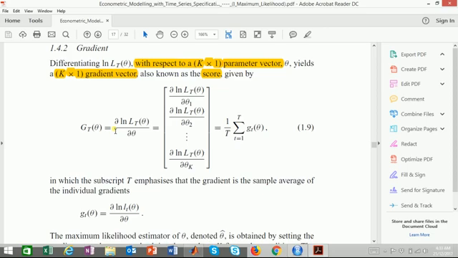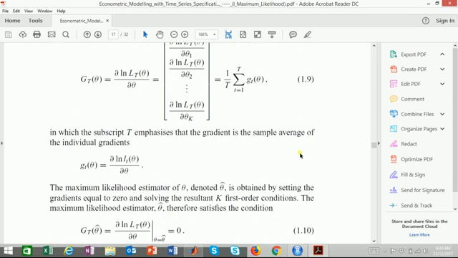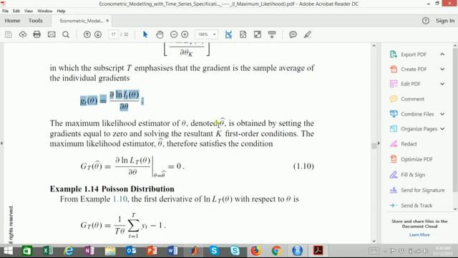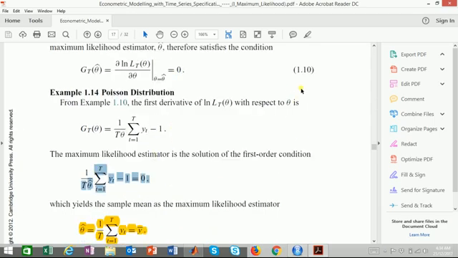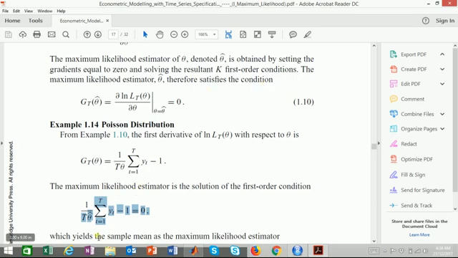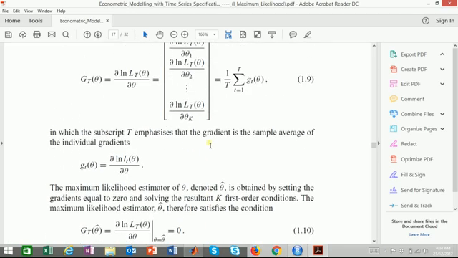The first term is the mean multiplied by the summation of all gradient parameters. So the individual gradients are summed up together. The maximum likelihood estimator is obtained by setting the gradient equal to 0, and then solving it for theta hat. For the Poisson distribution, the gradient is, well, we take out the mean, 1 by theta, because it's just the first difference of the log likelihood function of the Poisson distribution, summation of yt over theta minus 1.